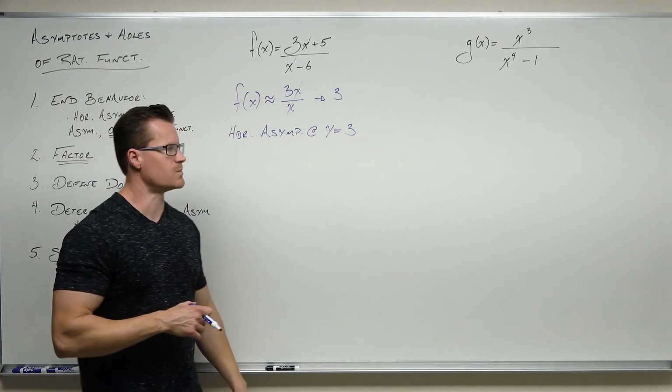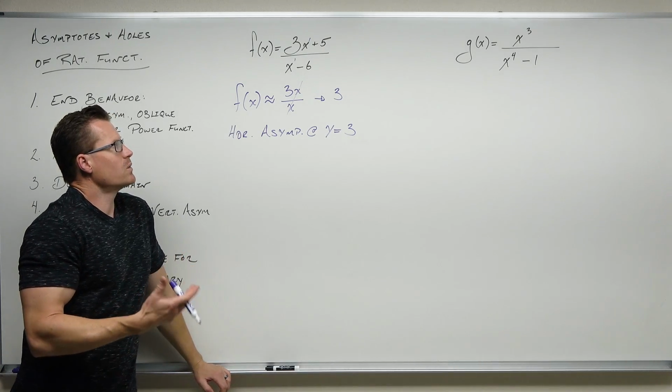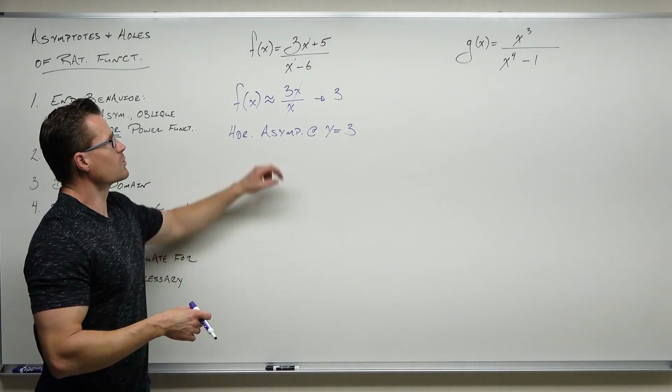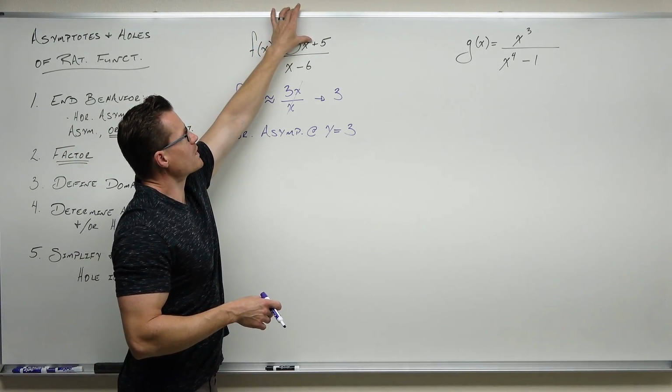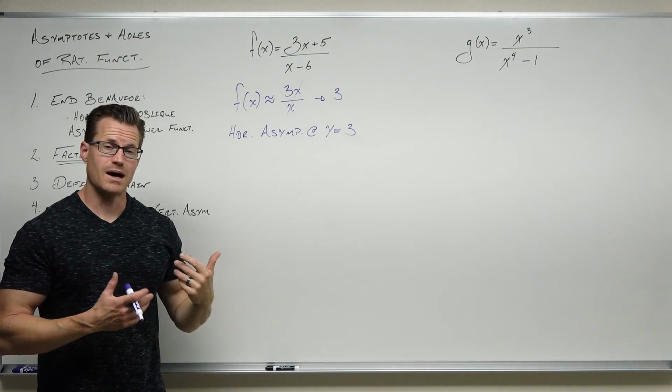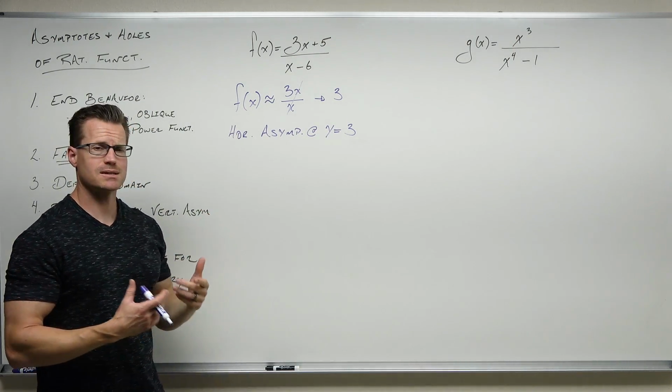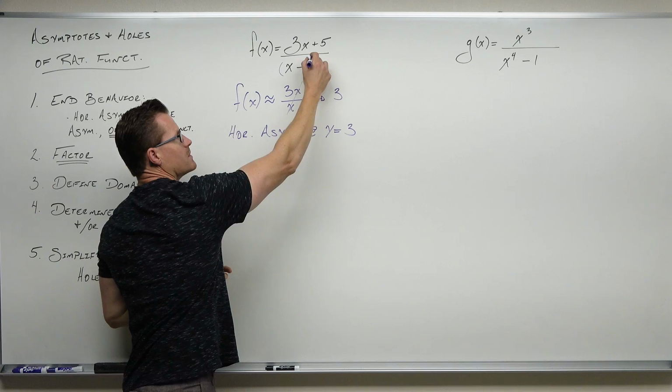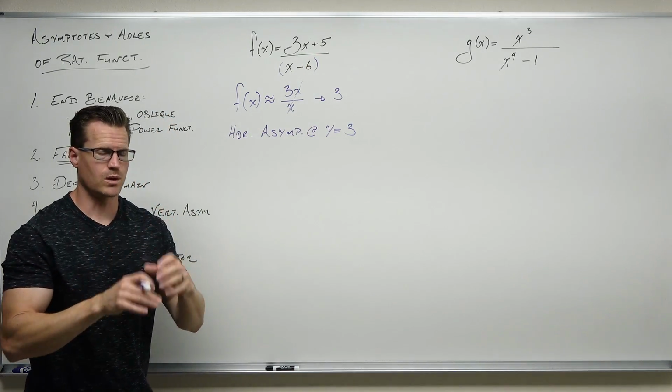So we'll talk about that in just a minute. All right, the next thing we would do is factor. Now, when we look at the numerator and the denominator, this is already factored completely. So 3x + 5 is linear and x - 6 is linear. I'm going to do this just to make sure that we see that is one factor.